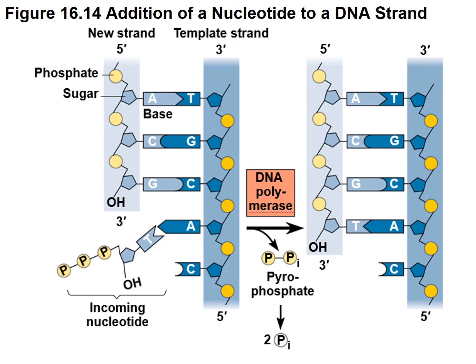Now it's important to note that DNA polymerase can only add nucleotides to the 3' end of a growing strand. It cannot add to the 5' end. It has to add to the 3' end.